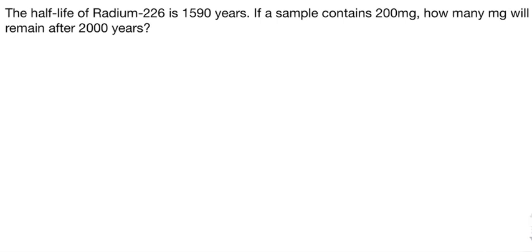The half-life of radium-226 is 1,590 years. So if a sample contains 200 milligrams, how many milligrams will remain after 2,000 years? Let's look at a couple different ways to determine how we can answer this question.